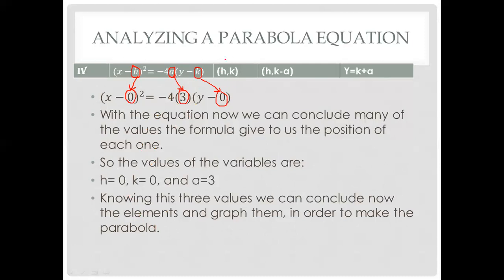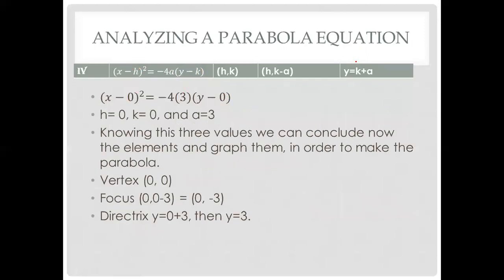Of course, here you have the elements. You're going to talk about the vertex here, the focus here, and the directrix in here, as we have it in the table. So this is the information we have, and we can conclude now. The vertex will be 0, 0. Why? Because the value of H is 0, the value of K is 0, and the vertex is H, K, so it's going to be 0, 0. The focus will be H, K minus A, so it's going to be 0, 0 minus 3. So at the end, the focus is 0, negative 3.